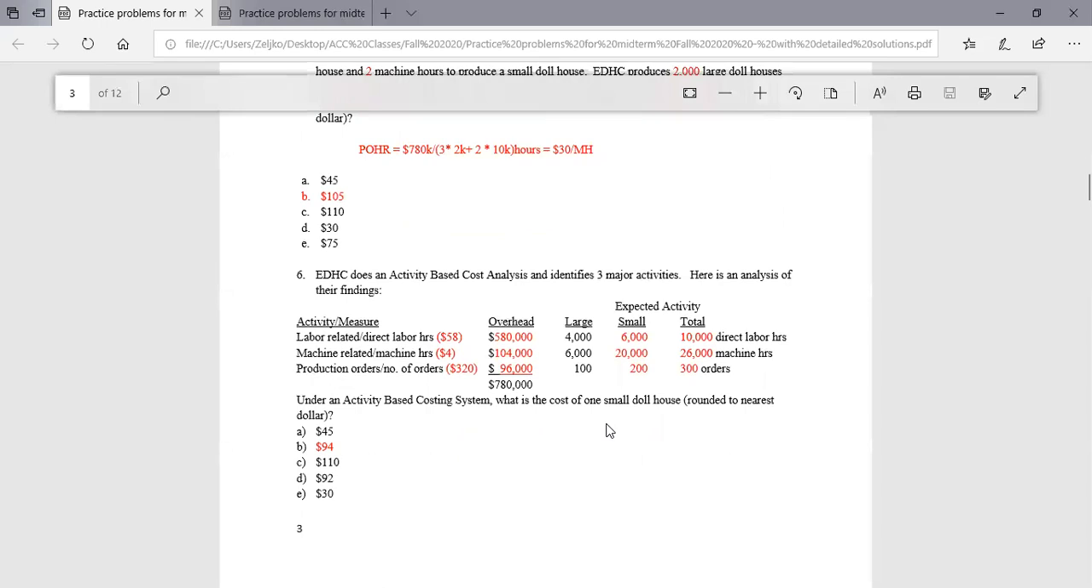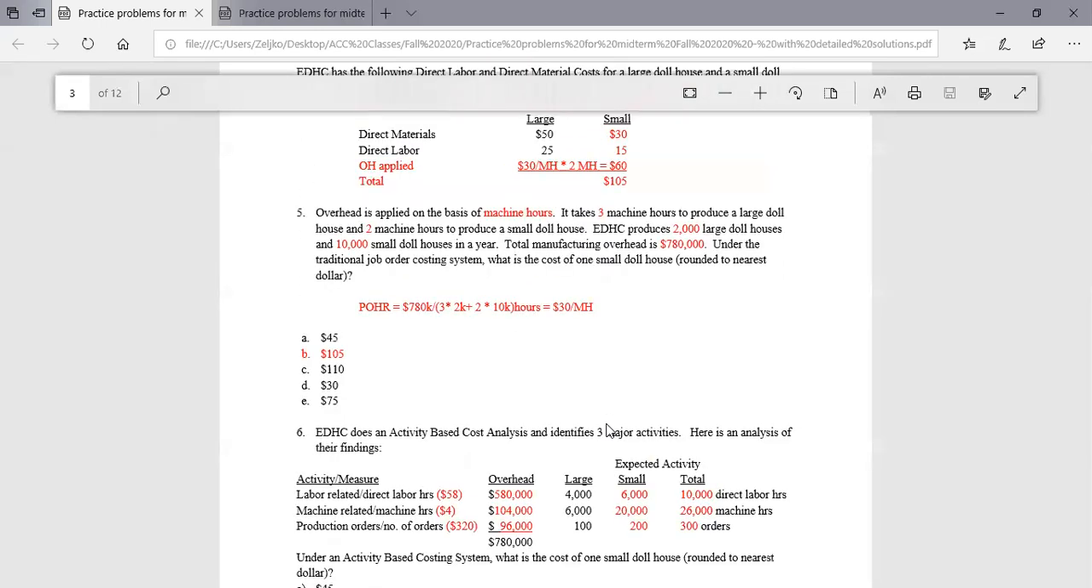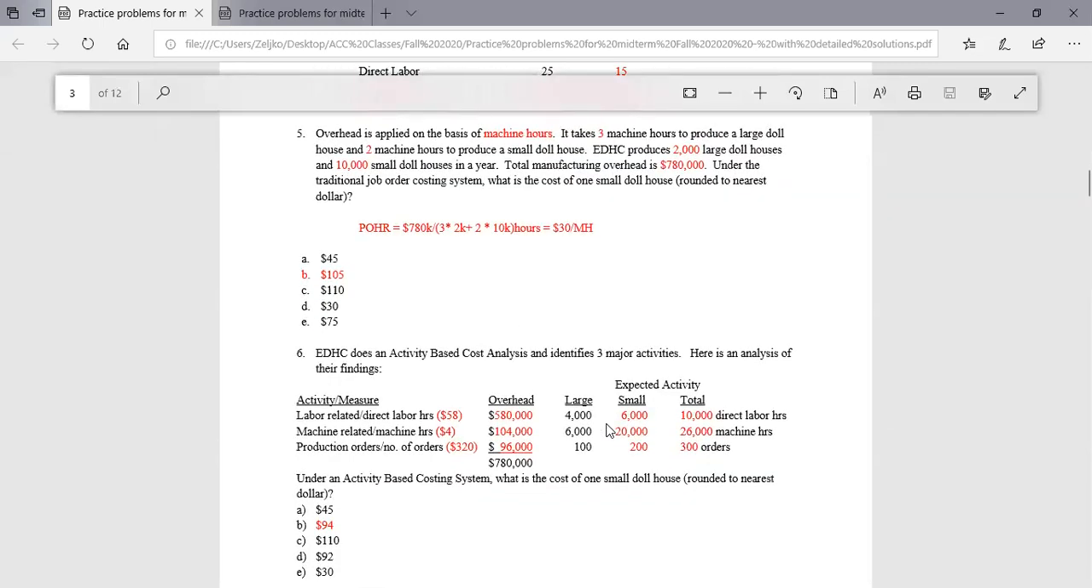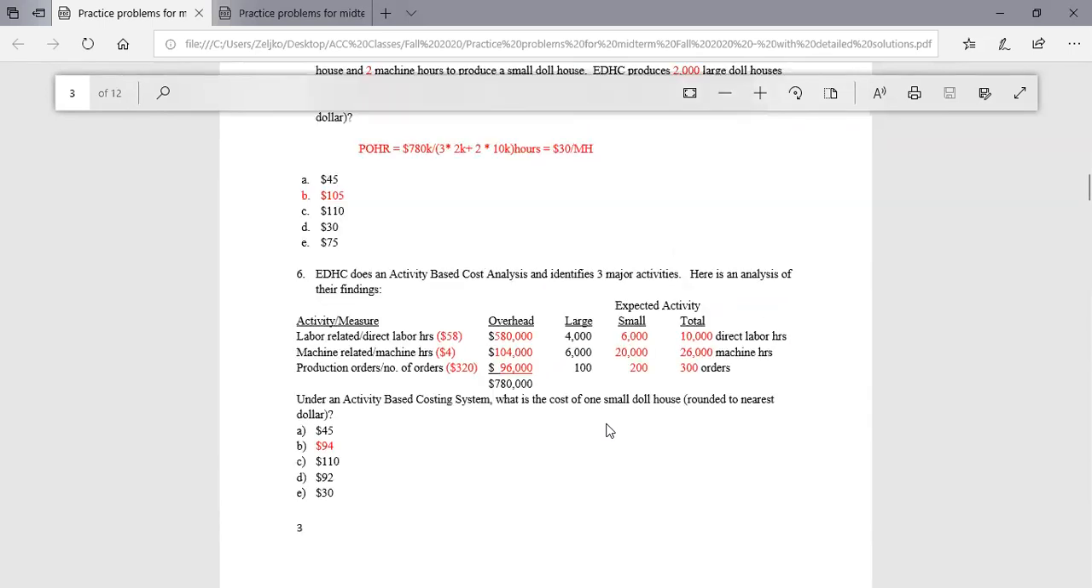Now this question is using the same basic data, except that it's asking how much is the small dollhouse if we use activity-based costing. Now we are in chapter 4 here, right? So we will say, okay, chapter 4 now, ABC costing. Now you can see that our 780 is split into 3 different activities. And in red are our POHRs for these 3 activities, right? How did we get these POHRs, 58, 4, and 320?